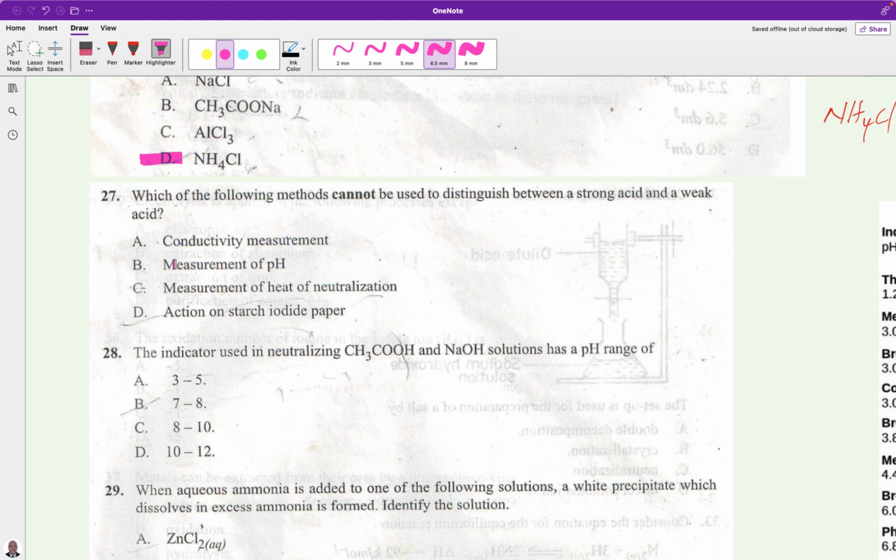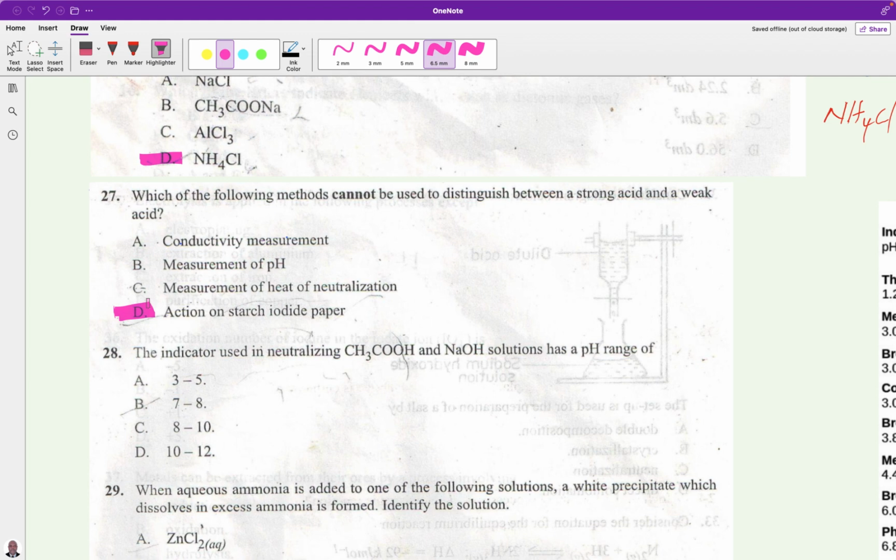Iodide paper. Action on starch, iodide paper. So we will have 27 D as our answer for this.